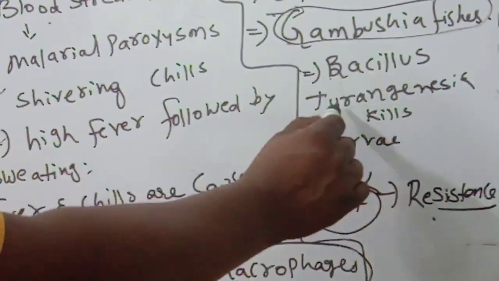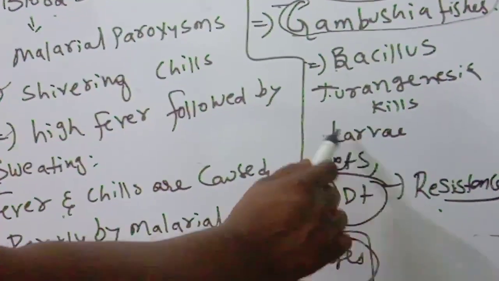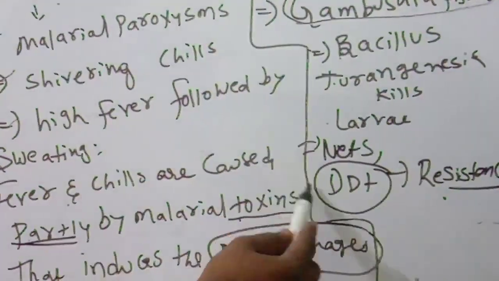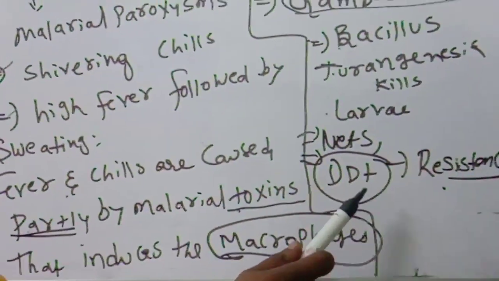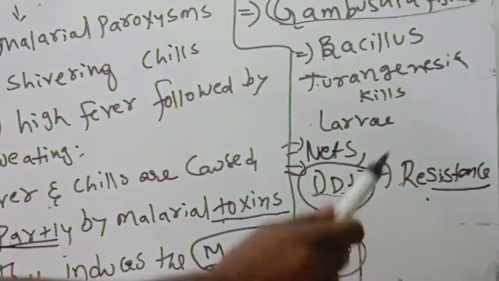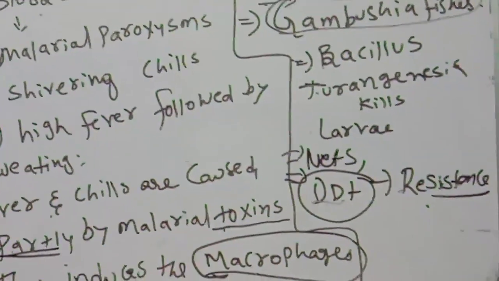That is called Bacillus thuringiensis. It kills the larvae, and we have to use mosquito repellents and nets. In olden days DDT was used, but DDT is now not useful to control mosquitoes. Why? Because the mosquitoes got resistance towards DDT. That's why DDT will not work. So we should do all these things.